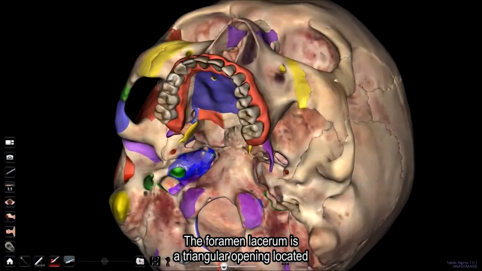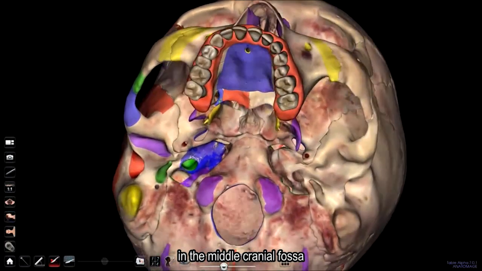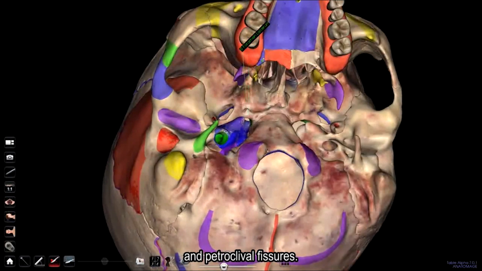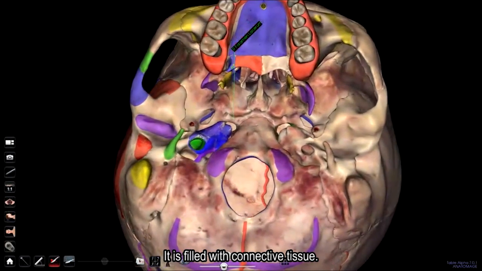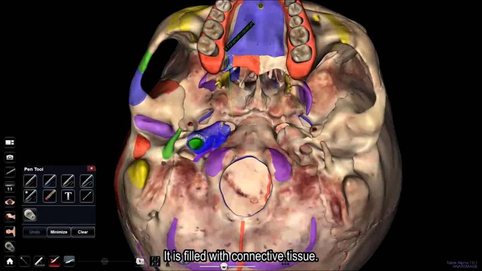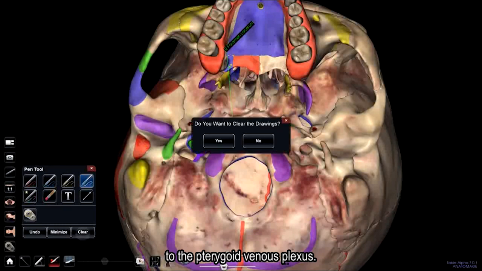The foramen lacerum is a triangular opening located in the middle cranial fossa, formed by the continuation of the petrosphenoidal and petroclival fissures. It is filled with connective tissue. This is the foramen lacerum. It transmits the small meningeal branches of the ascending pharyngeal artery and emissary veins from the cavernous sinus to the pterygoid venous plexus.